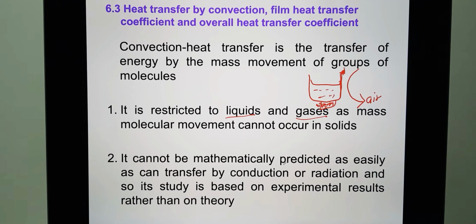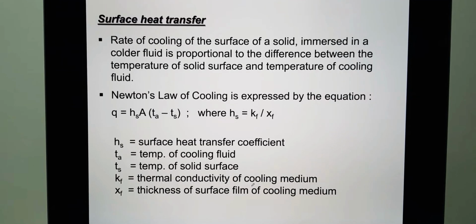For this particular convection, it cannot be mathematically predicted as easily as transfer by conduction or radiation. So basically, the study of convection is based on experimental results rather than theory. Okay, so we move on to surface heat transfer.